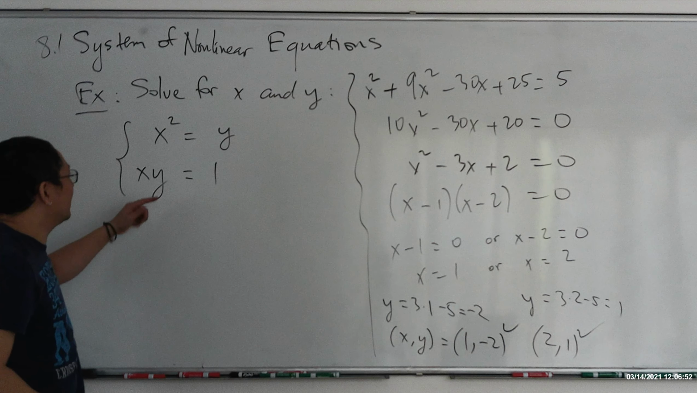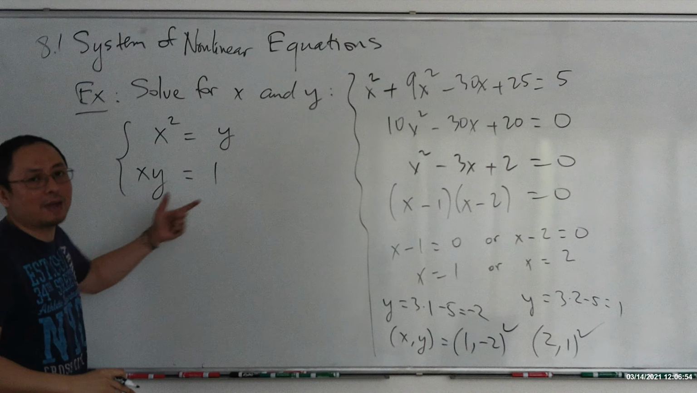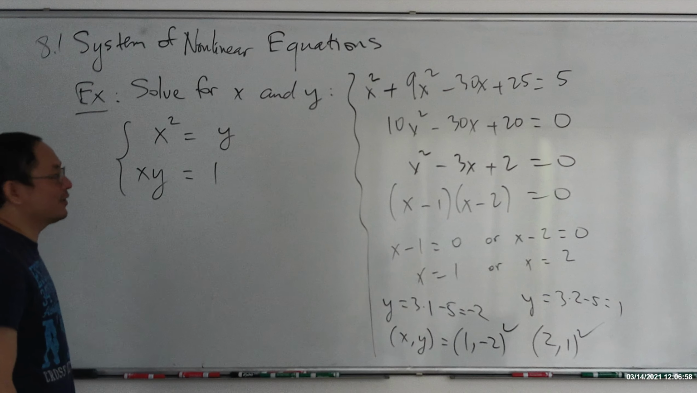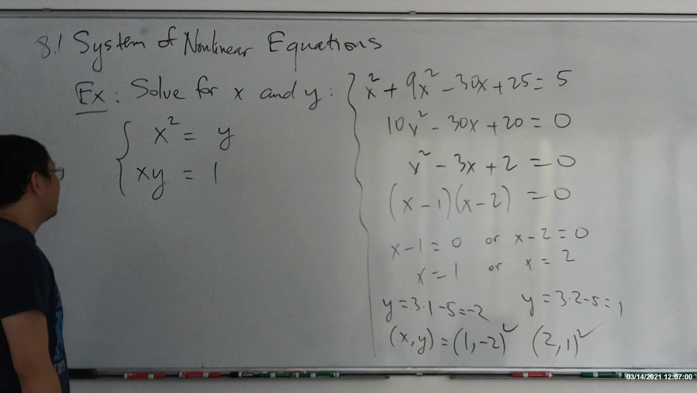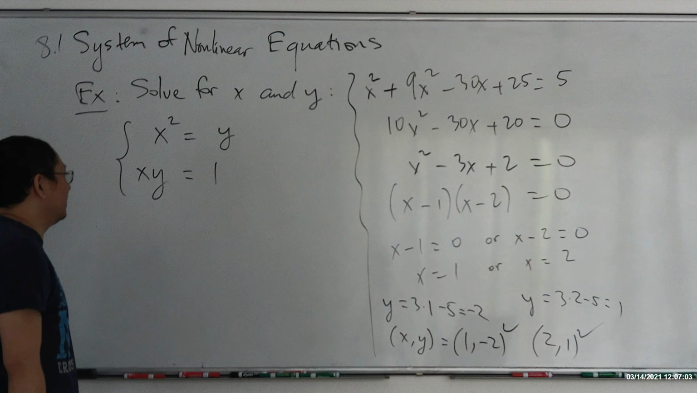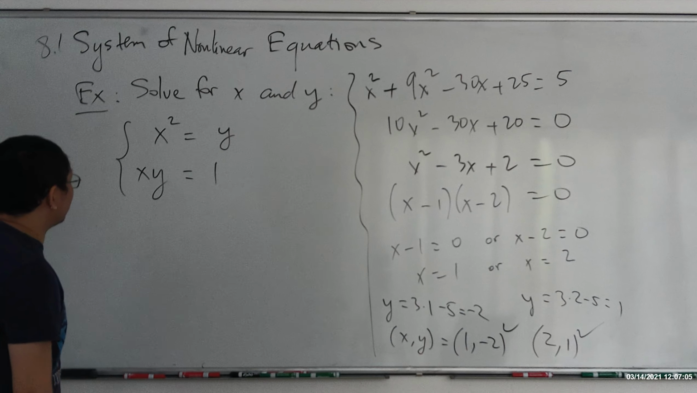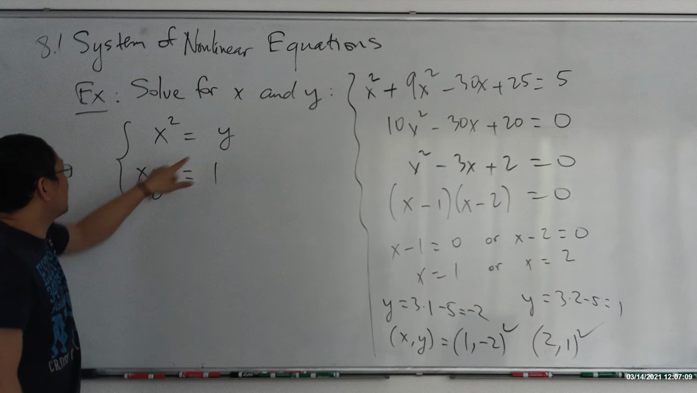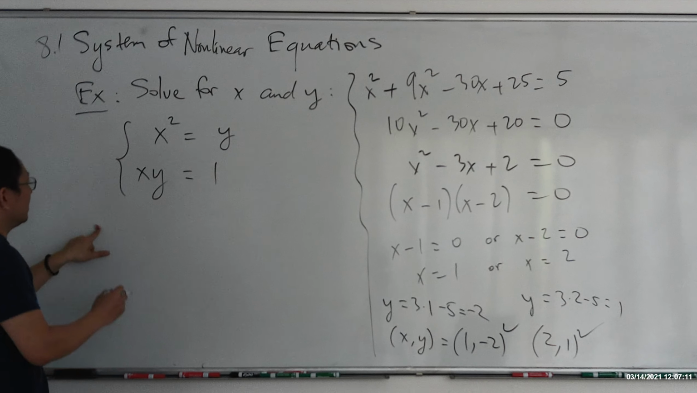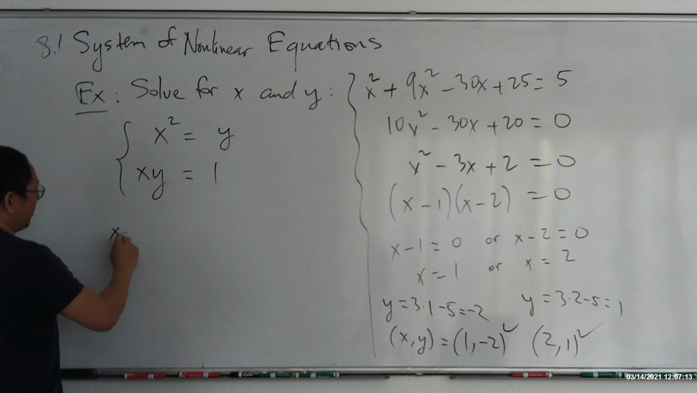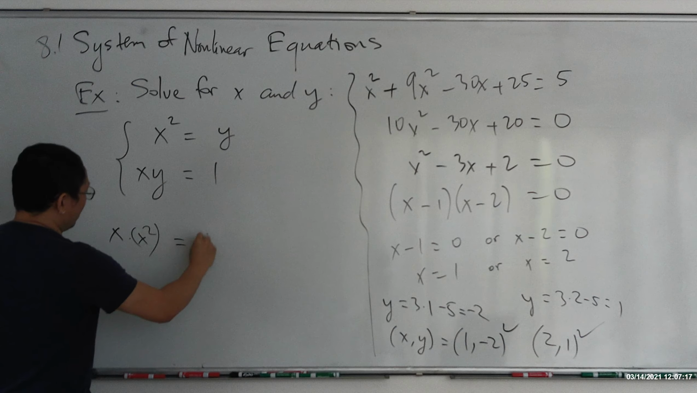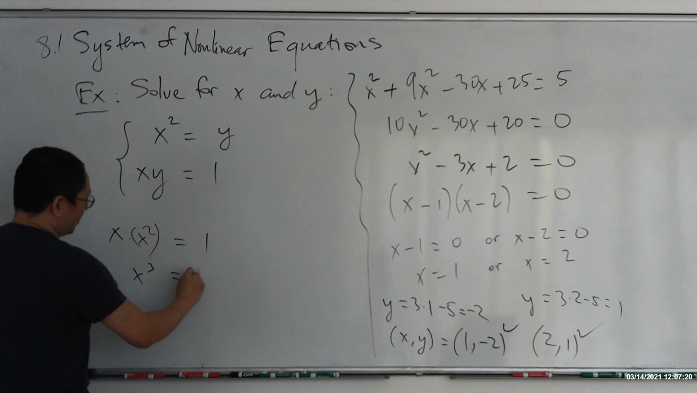You see, it's not linear, right? You got x squared and you got x times y. So it's really not linear. And again, I cannot use the elimination method in here because I don't have any common term to eliminate. But at least I can do substitution. I see the first equation right here, y is equal to x squared. So I'm going to substitute y by x squared in the second equation. I got x times y, which means times x squared, because I know that y equal to x squared, is equal to 1. So x cubed is equal to 1.